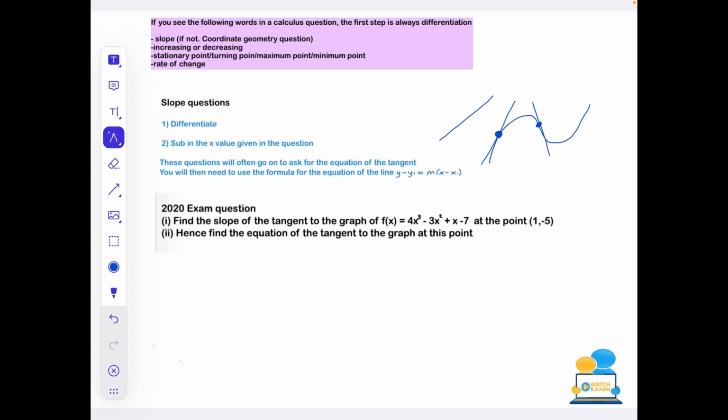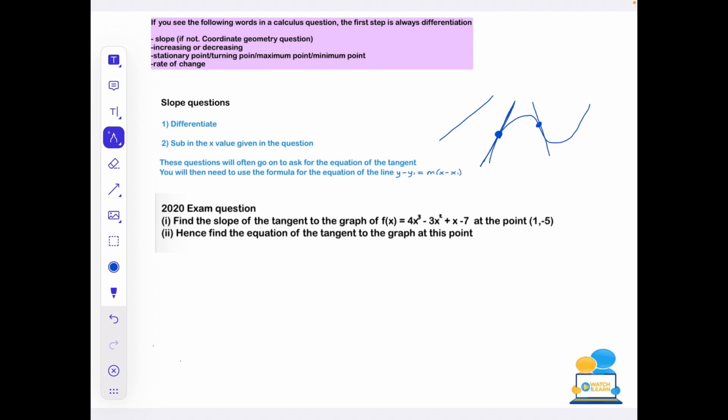So step 1, we're going to differentiate. Step 2, we're going to sub in the x value of the point we want. And then that will give us the slope at that point. These questions can often go on to ask to find the equation of a tangent. So actually to find the equation of that line, not just the slope at that point, but also the equation it has. That will link into our coordinate geometry, so no harm to do a little bit of revision at that. So we'll be using the equation of a line, y minus y1 is equal to m bracket x minus x1, for that.